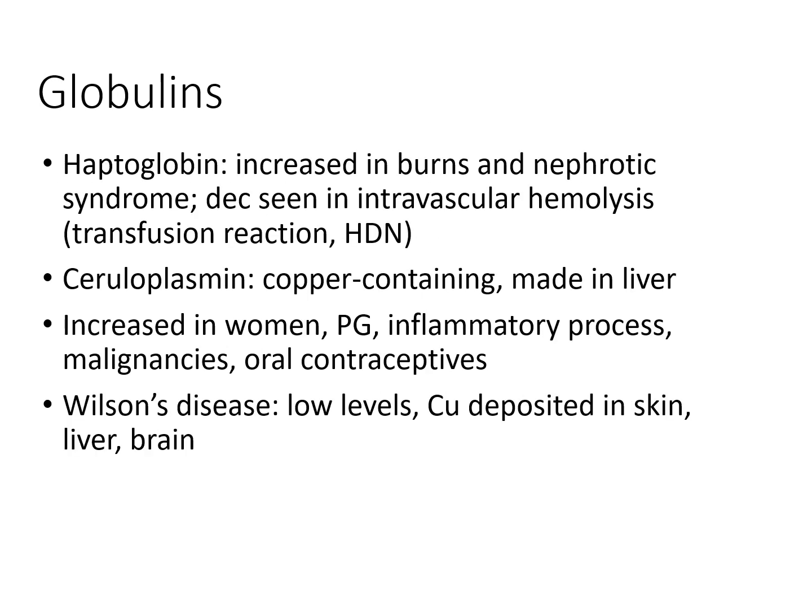Haptoglobin: increased levels will be seen in burns and nephrotic syndrome. Decreased levels can be seen in intravascular hemolysis. Ceruloplasmin is a copper-containing protein and is synthesized in the liver. You will see an increased level in women, pregnancy, inflammatory processes, malignancies, and oral contraceptive use as well. Wilson's disease is another condition, characterized by low ceruloplasmin levels, and this leads to copper deposition in the skin, liver, and brain.